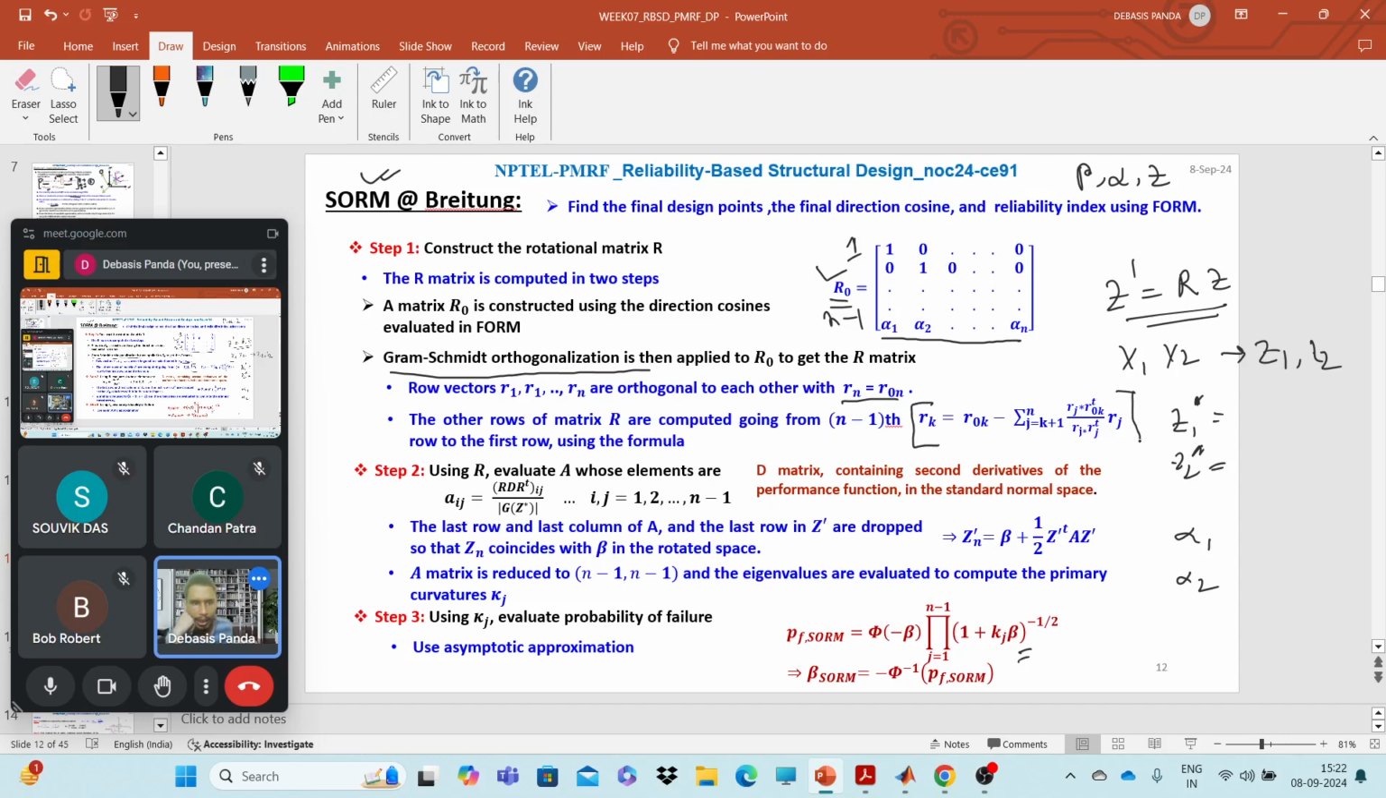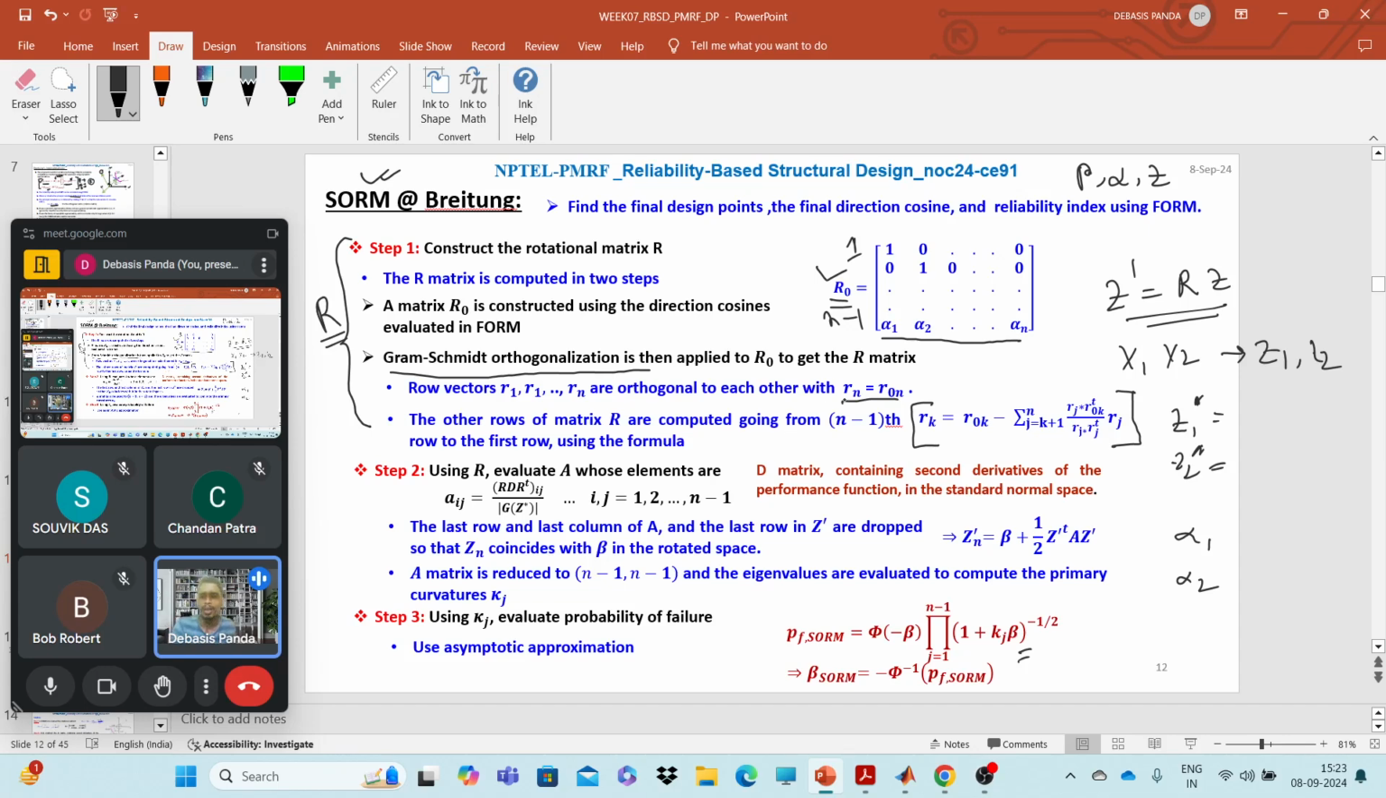This is the Gram-Schmidt orthogonalization. We will solve a problem, see how we use that formulation to get the other rows, and we will code it too. Up to this step, we formulate the R matrix, or we get the values of the R matrix.